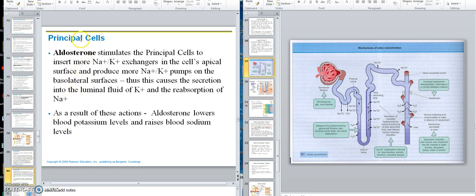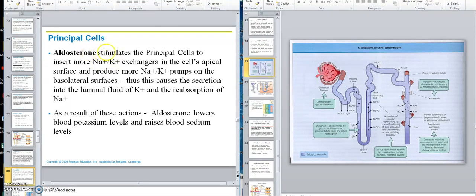Aldosterone also works on the principal cells. It stimulates them to insert sodium-potassium exchangers. So here's kind of the way to say this. Aldosterone causes the body to retain sodium while it kicks out potassium. So it's called the sodium retaining hormone, but at the same time, you lose potassium. Sodium retention, but you lose potassium.